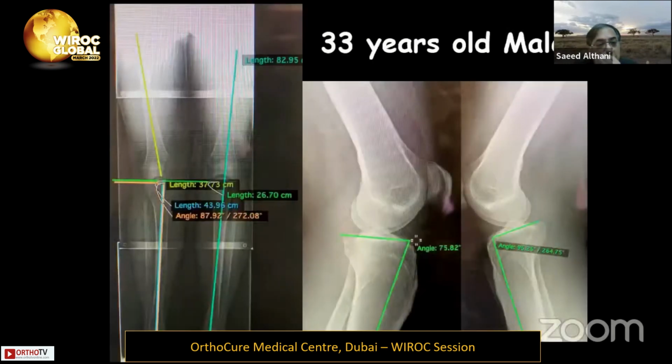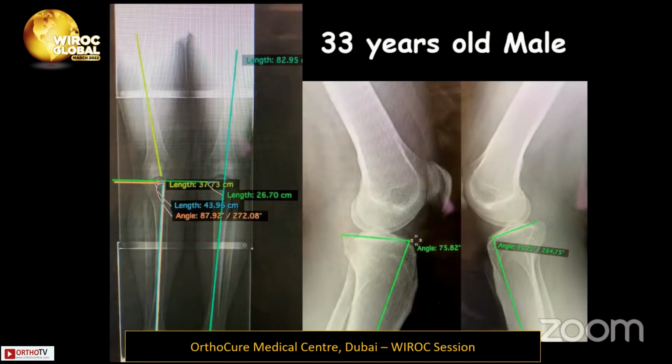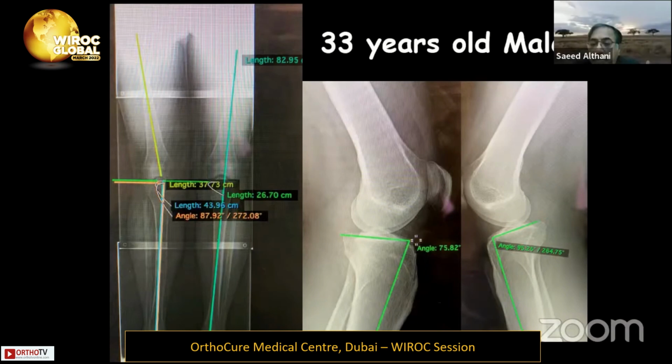So if we look at this young man, 32 years old, who has genu valgus and increased what they call recurvatum, he doesn't know why one leg is hyperextended more than the other.